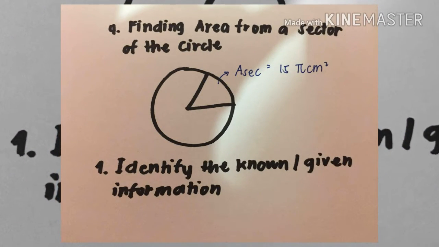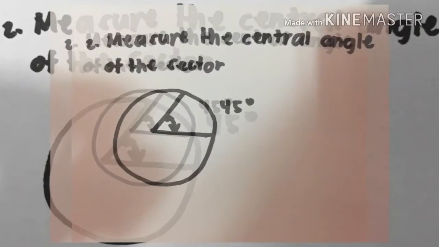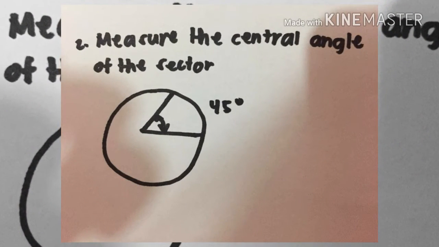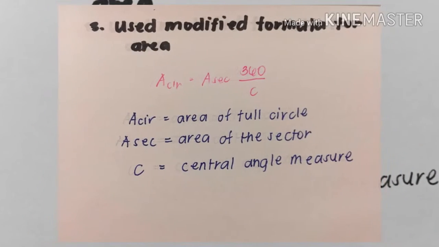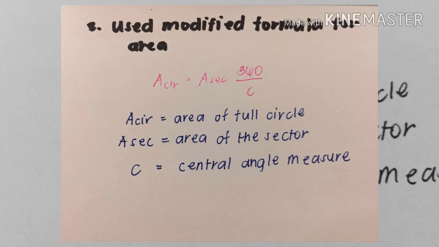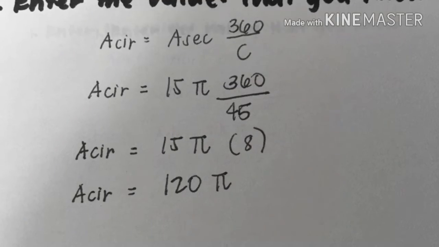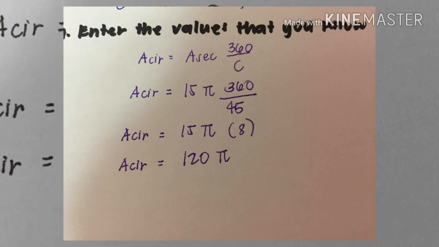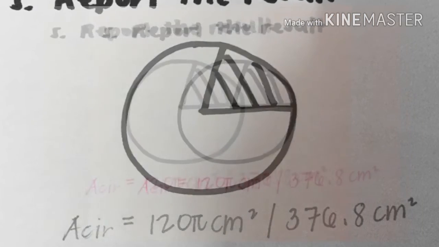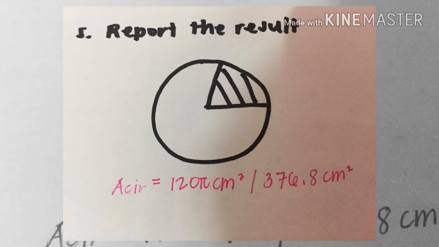The next step is finding the area from a sector of a circle. Identify the known or given information. Measure the central angle of the sector. Then use the modified formula for area. Then enter the values that you know. Report the result.